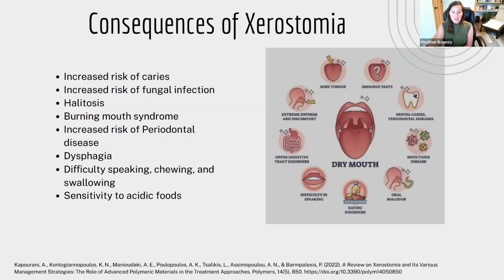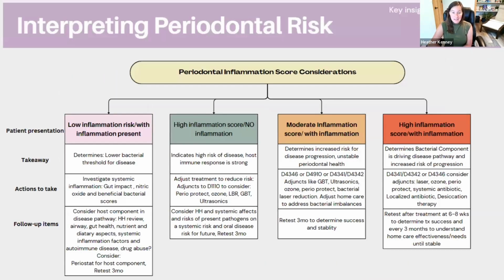So I get super passionate about interpreting the test, especially with perio. So I'm going to spend a little bit of extra time on this slide. Generally when we're doing salivary testing, we're going to think about having high inflammation scores. And honestly, 90% of our cases are going to be in that category. Of course, these are going to be your 4-3, 4-6 or your scaling and root planing patients.